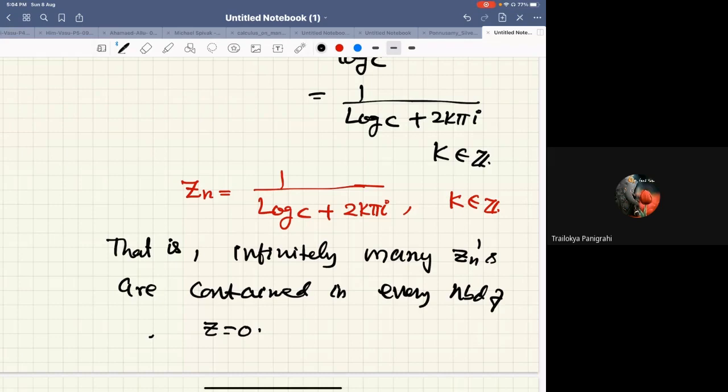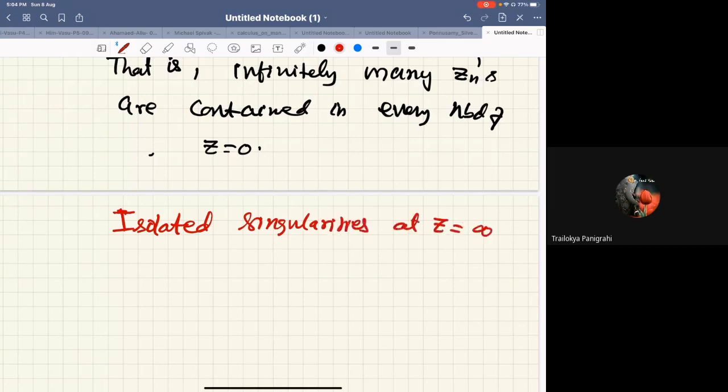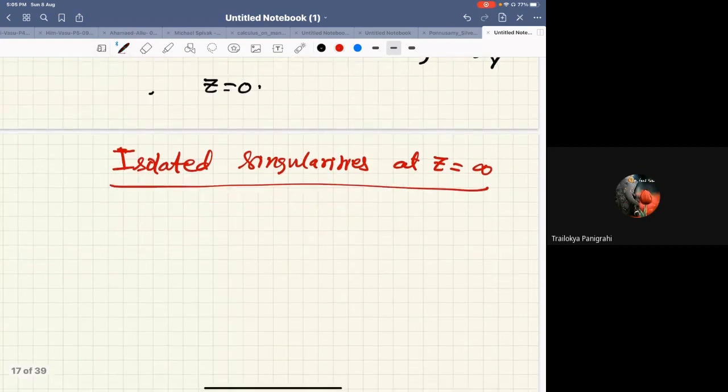So far we have studied the singularities at finite number of points. So now let us discuss the singularity at z equals infinity: isolated singularity at z equals infinity. So when do you say that z equals infinity is a singularity? First we have to define what we mean by z equals infinity being a singularity. So let me give first the formal definition.